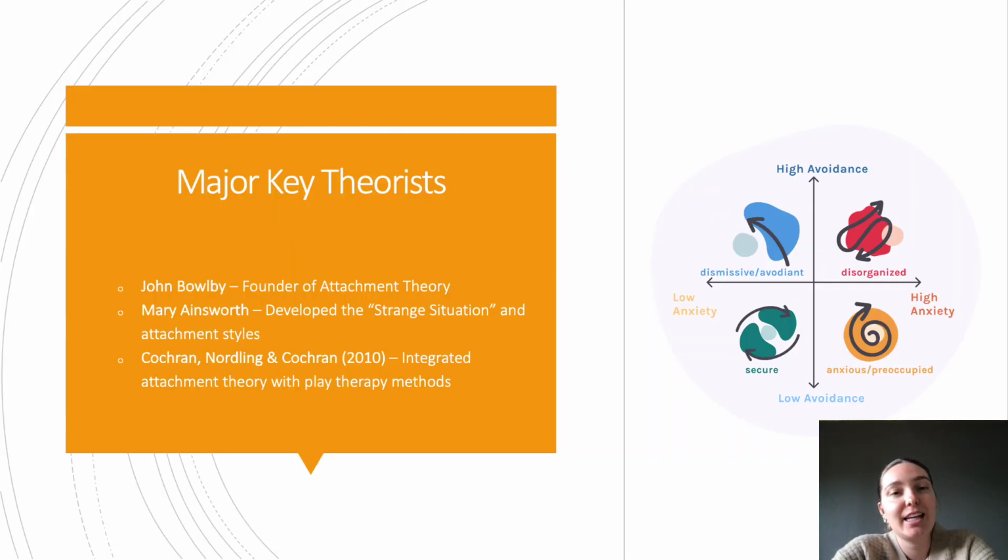The major key theorists in attachment-based play therapy combine classic attachment theory with therapeutic play techniques. So it draws heavily from John Bowlby, who emphasized that early attachment experiences shape emotional development, and also Mary Ainsworth, who was the one that developed the strange situation to assess attachment patterns. And more recently, Cochrane, Nordling, and Cochrane integrated these attachment principles into a structured play therapy model.